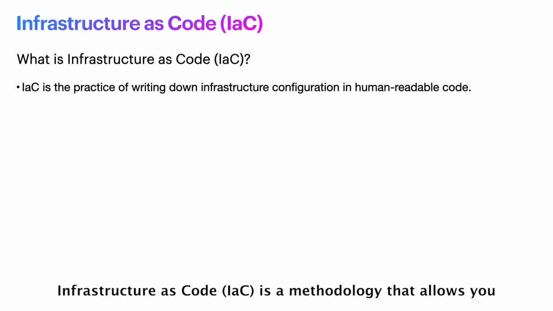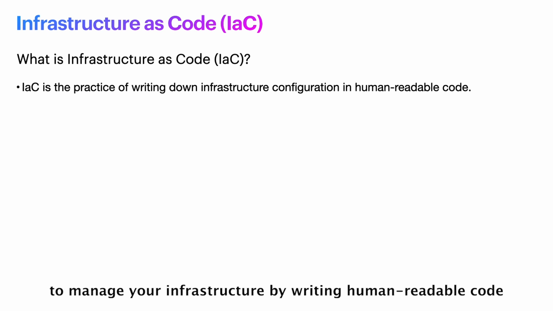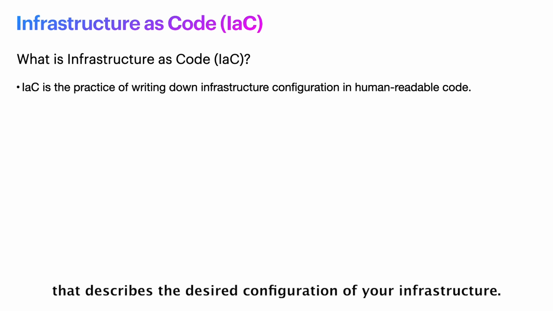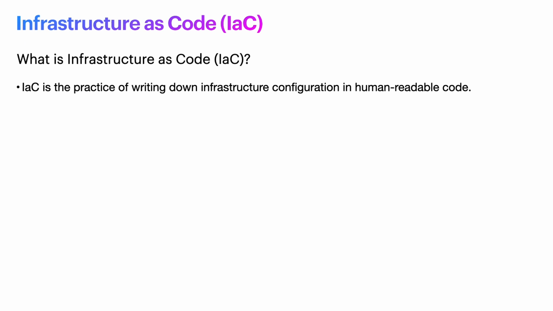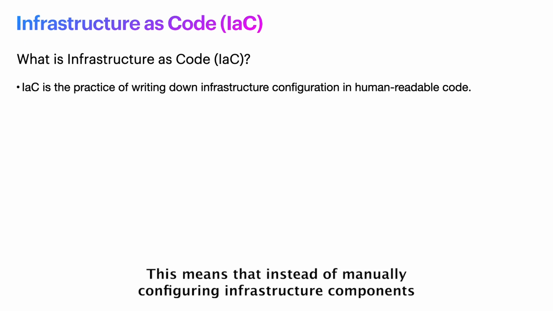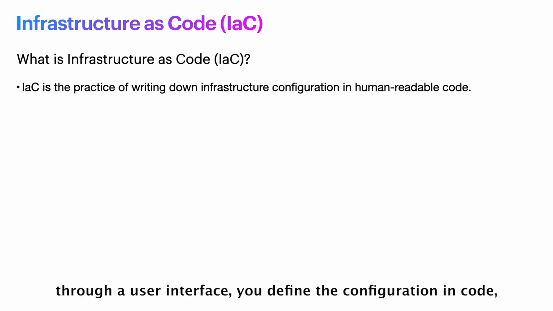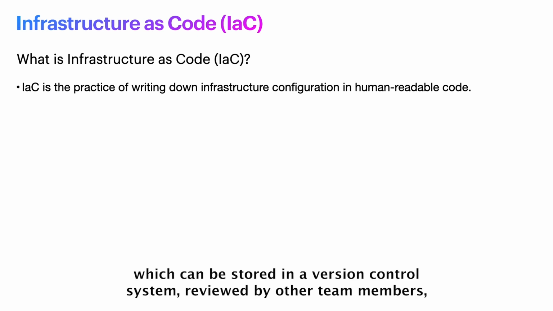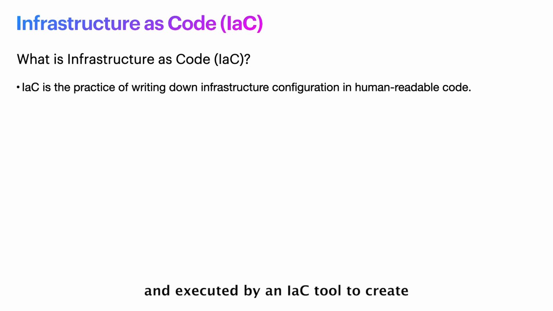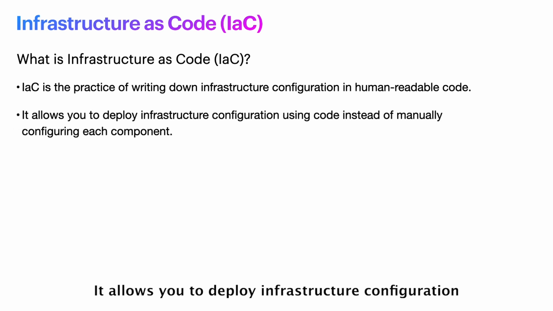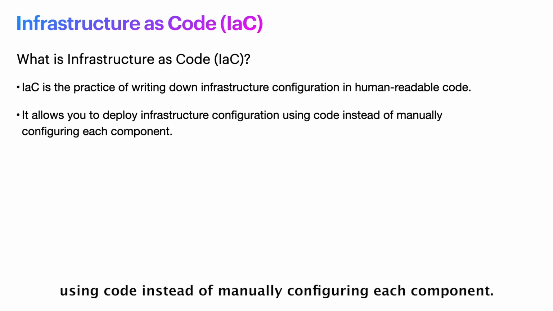Infrastructure as code, IAC, is a methodology that allows you to manage your infrastructure by writing human-readable code that describes the desired configuration of your infrastructure. This means that instead of manually configuring infrastructure components through a user interface, you define the configuration in code, which can be stored in a version control system, reviewed by other team members, and executed by an IAC tool to create and update infrastructure resources. It allows you to deploy infrastructure configuration using code instead of manually configuring its components.